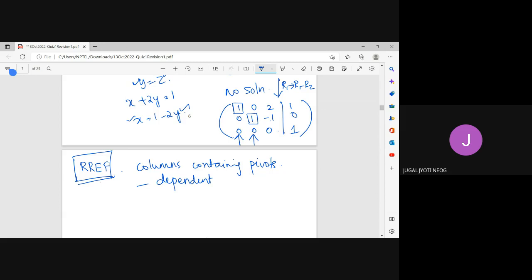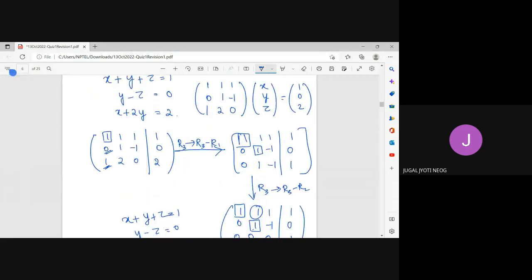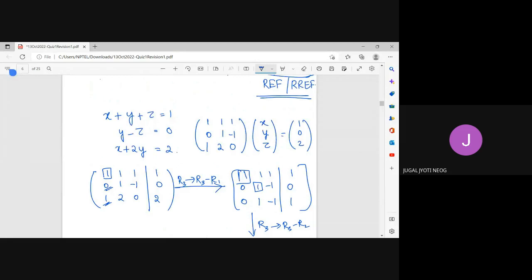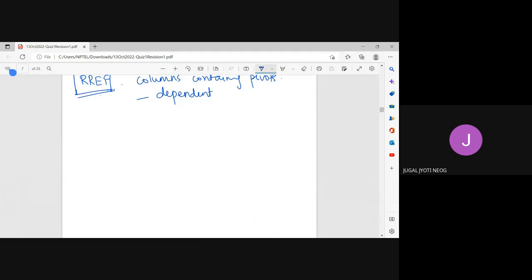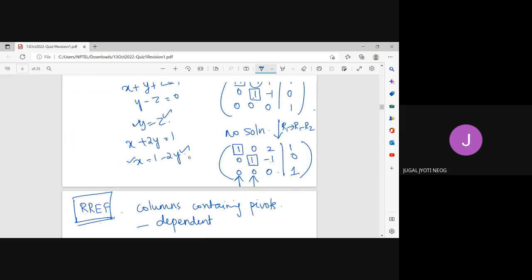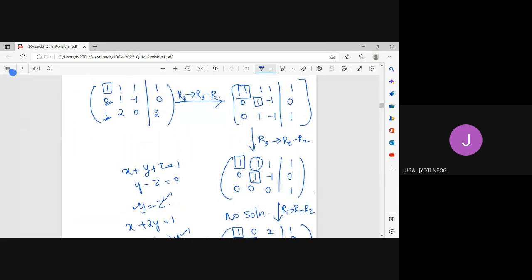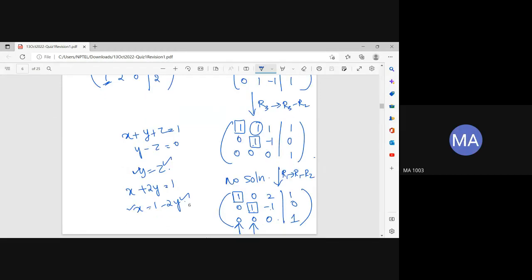Ma'am, can you please scroll up? Hello, ma'am. When it is asked whether there is an infinite solution or no solution, to solve such questions we have to form the augmented matrix, and then after converting to reduced row echelon form, we can answer such questions. Yeah. Once you reach this stage, you can answer. Okay. Thank you.